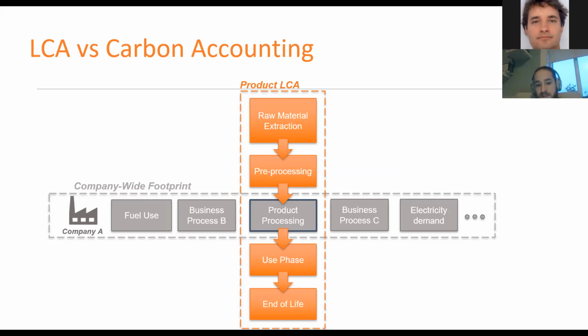When you're looking at a product LCA, you instead look vertically at the material that's being extracted, the processing of it, the use phase of the product, and then of course the end of life.